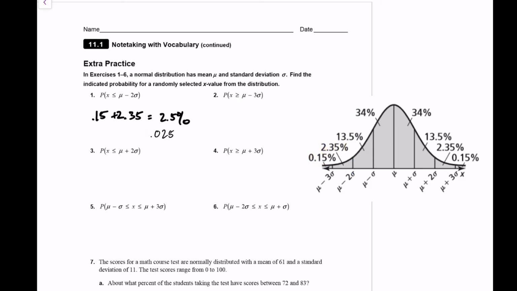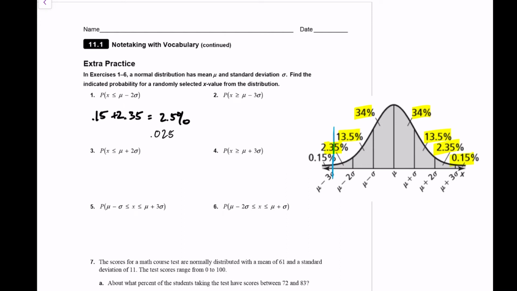Let's go ahead. I'm going to use my normal curve. Let me erase some of the stuff there. And let's take a look. Number 2 says, what's the probability that x is going to be greater than or equal to the mean minus 3 standard deviations? So that will be all the way to the left right here. You can see where I drew my blue line. And everything greater will be the 2.35, 13.5, 34, 34, 13.5, 2.35, and 0.15.